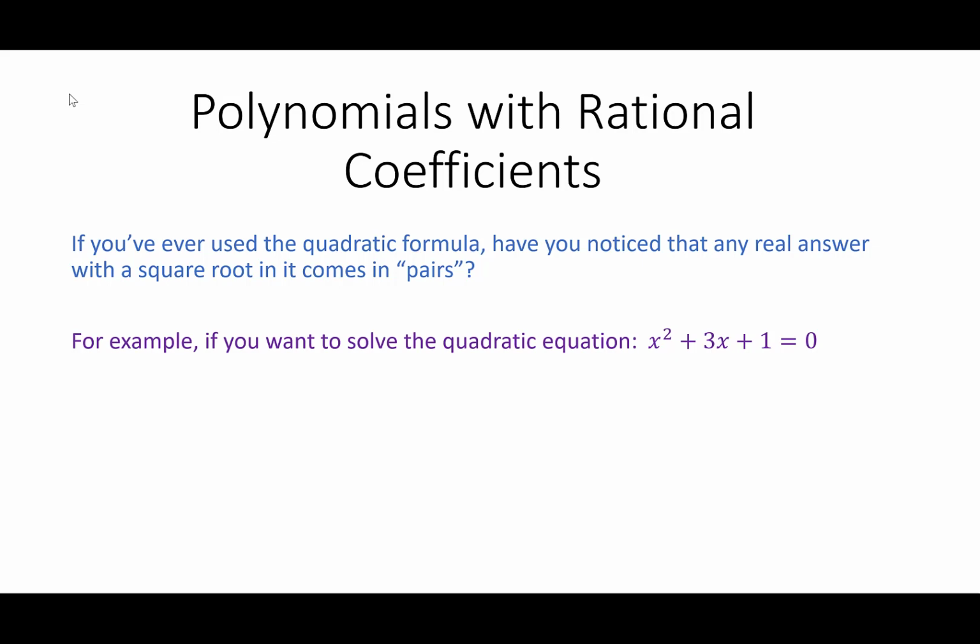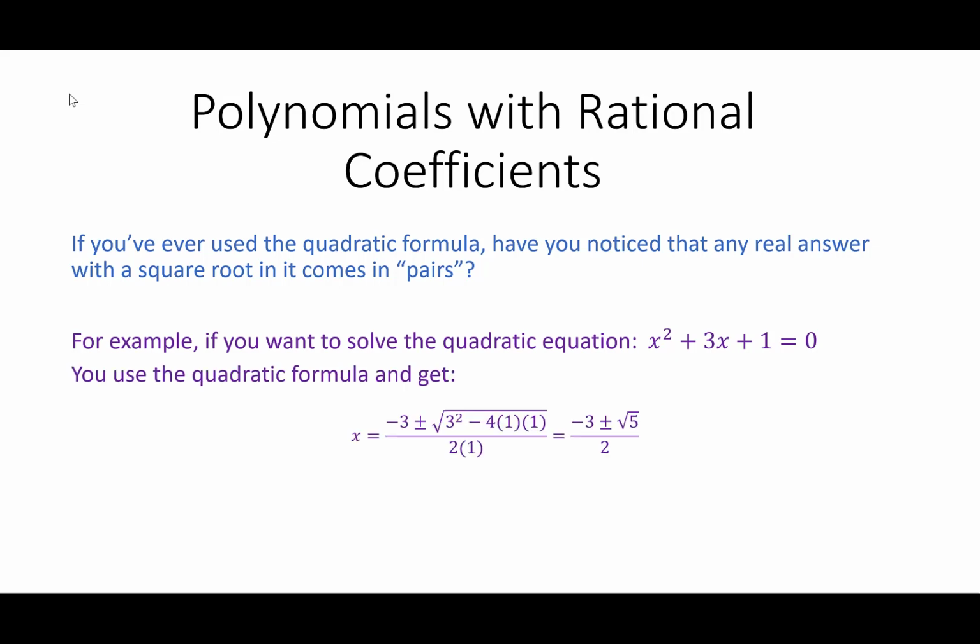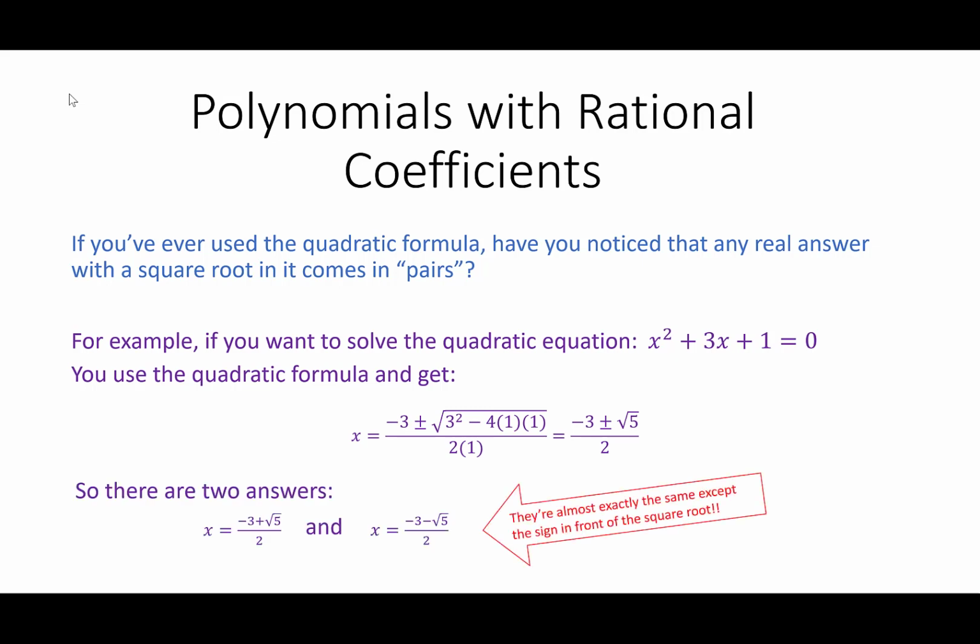For example, this is a quadratic equation. If you use the quadratic formula, you get this, which really is just shorthand notation for two different answers. And notice they're exactly the same except for the sign in front of the square root. But it's almost like they're twins, they're pairs, they come in a pair.